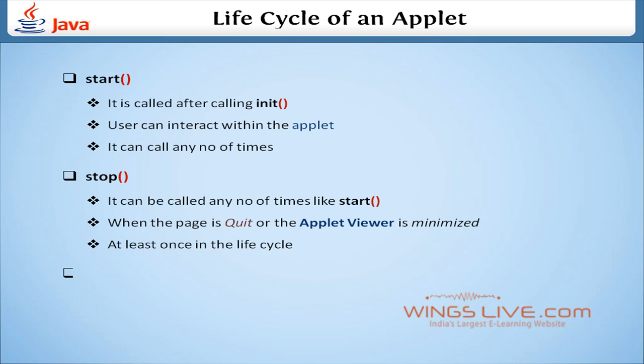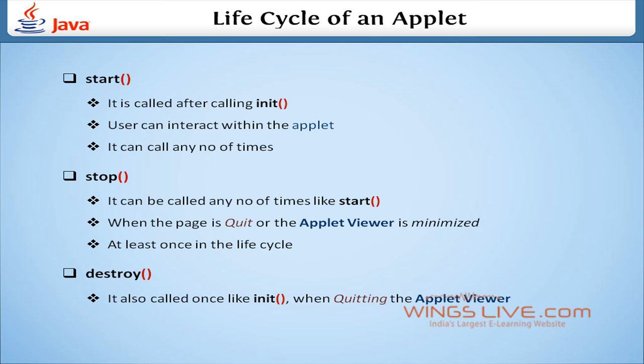The last one is the destroy method. The destroy method is also called once, just like the init method. The destroy method is called when you quit the applet viewer. It automatically performs any memory cleanup process. To understand more about the applet life cycle, let's see an applet program which is going to illustrate the working flow of applet's life cycle methods clearly. In the upcoming lessons, we will discuss how to create and execute an applet in detail.